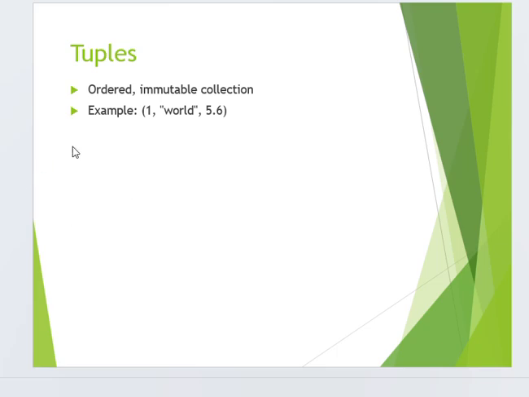Next one is tuple, an ordered immutable collection. Now the difference is, tuples are in small brackets, or you can say parentheses, while lists are in square brackets. That is one difference in representing the value. The second difference is that tuples are immutable while lists are mutable. We can try, if you want, I can try this again for you. Are we able to mutate the value or not?